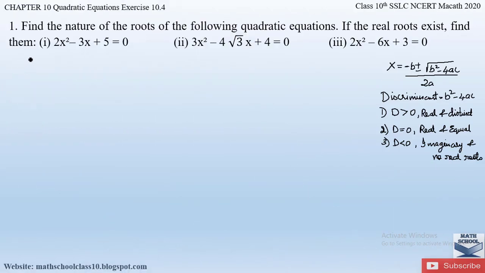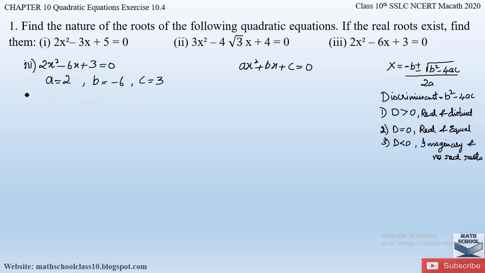So coming to the third part of question number 1, which is 2x square minus 6x plus 3 is equal to 0. Now comparing this with the standard form of quadratic equation, which is given by ax square plus bx plus c equal to 0, we can find out the a, b and c values, that is a is equal to the coefficient of x square, that is 2, b is the coefficient of x, minus 6, and c is equal to 3.